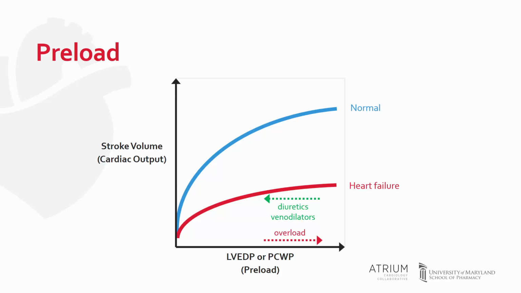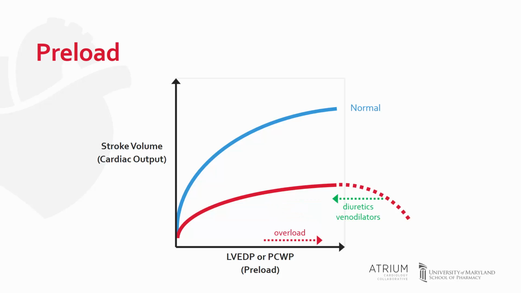Volume overload may also be improved by increasing the capacitance of the venous system with the use of venodilators like nitroglycerin. Now, in general, improvements in volume overload in patients with heart failure do not change cardiac output because of the flatness of their Frank-Starling curve. However, it is thought that patients who are extremely volume overloaded may actually fall off the Frank-Starling curve, where excess volume confers a decrease in cardiac output.